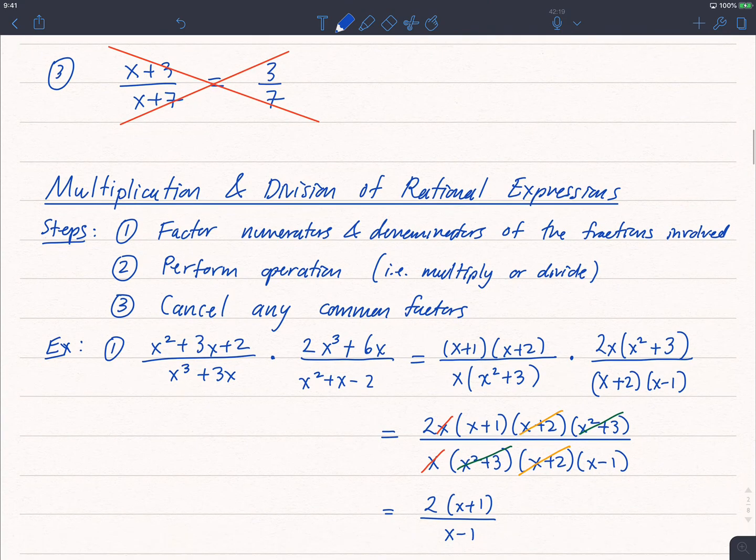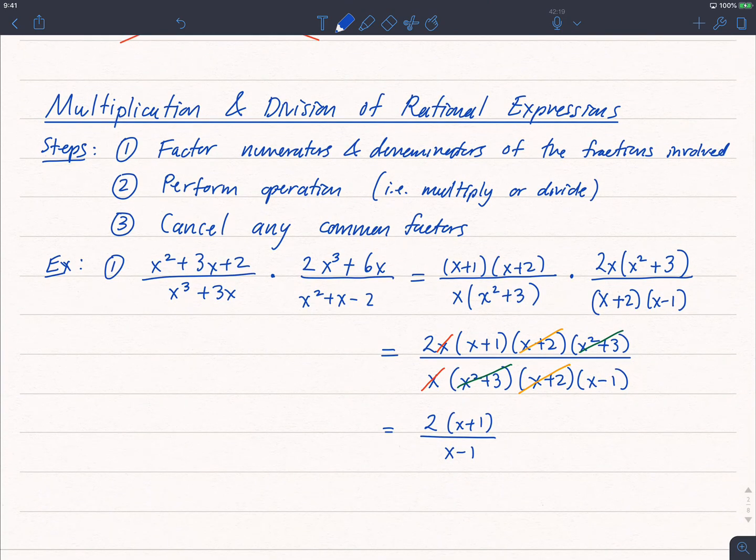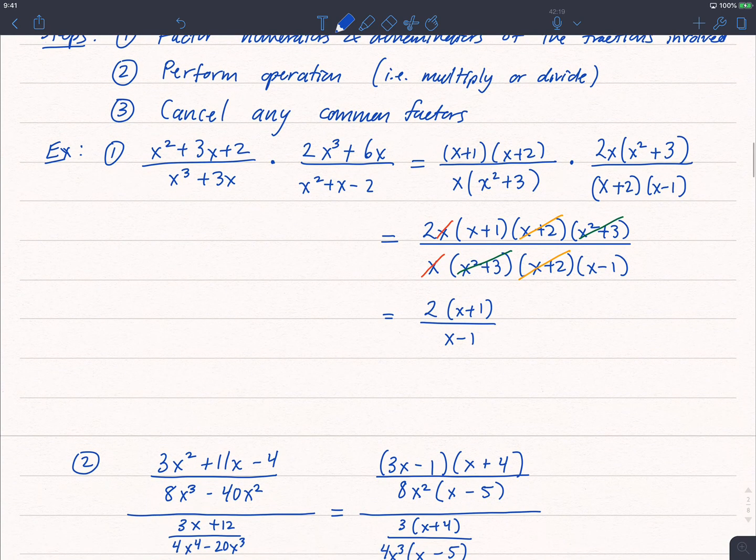Okay, and then we looked at how to multiply and divide rational expressions. We multiply rational expressions by first factoring them, factoring the numerators and the denominators. Then we multiply the numerators, multiply the denominators, and then after we do that, we see if there's any factors that we can cancel.